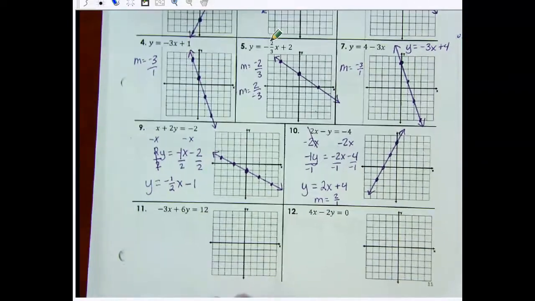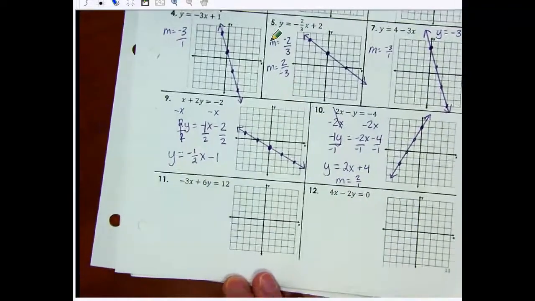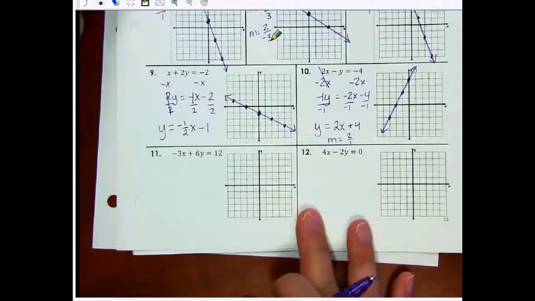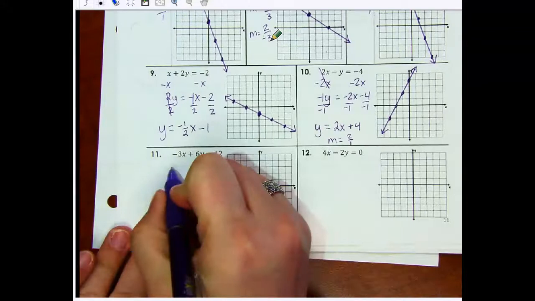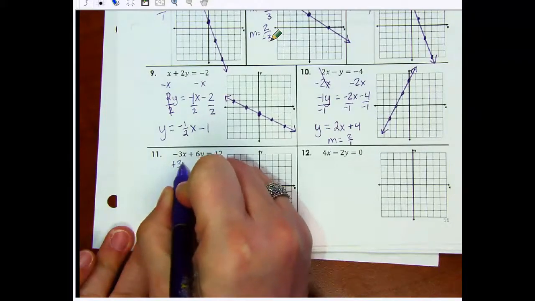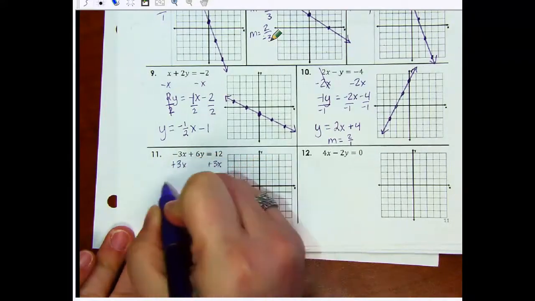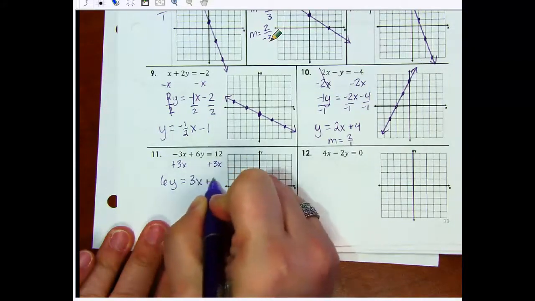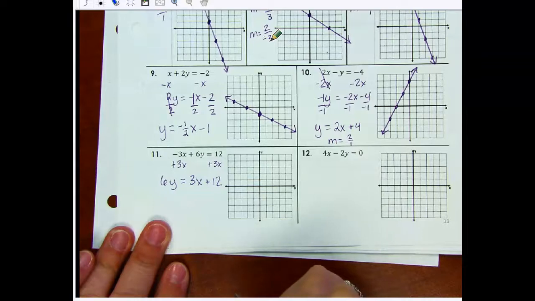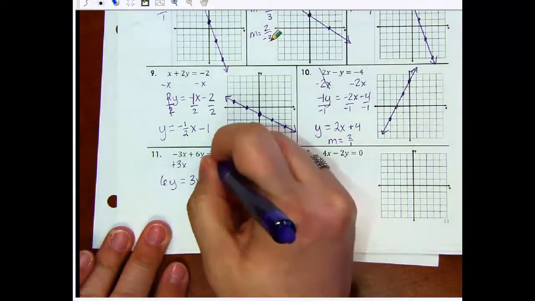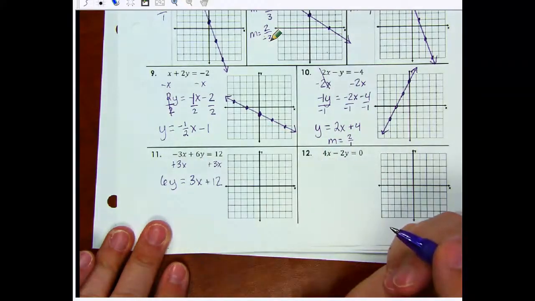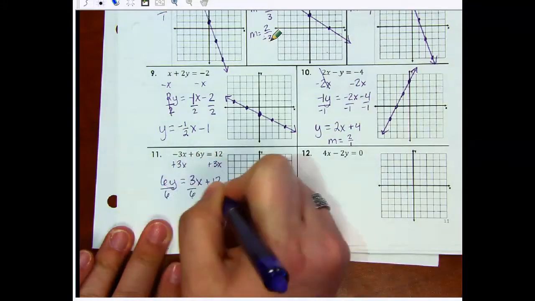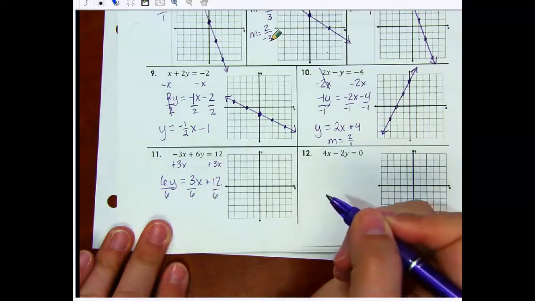Okay, let's do these last two real quick. Then we'll be done. So this one, I'm going to have to add the 3x. So what that means is I have 6x equals 3x plus 12, like that. So I'm sticking this in front of the 12. It gets to go first. And then I'm going to divide everything by 6.